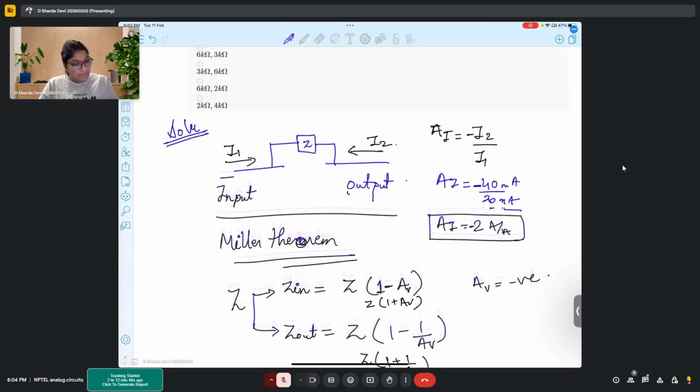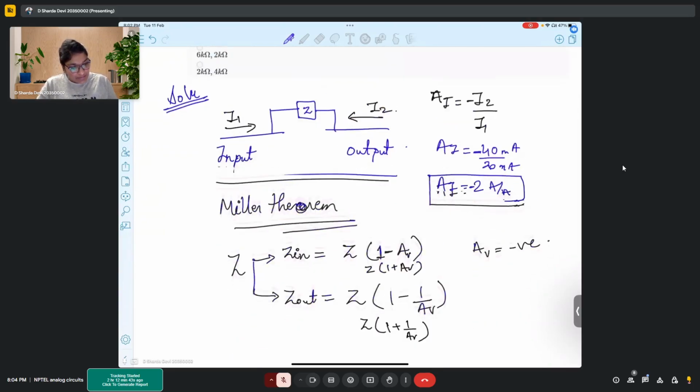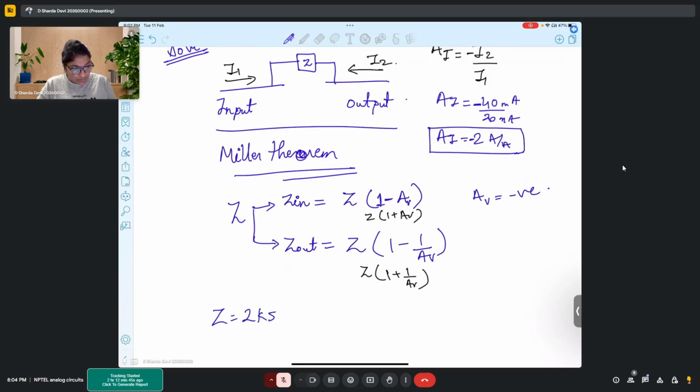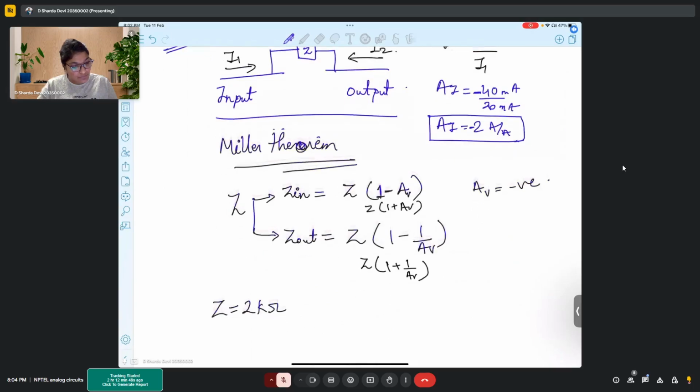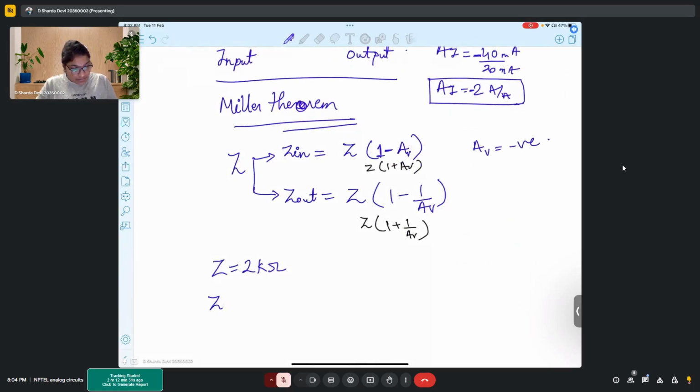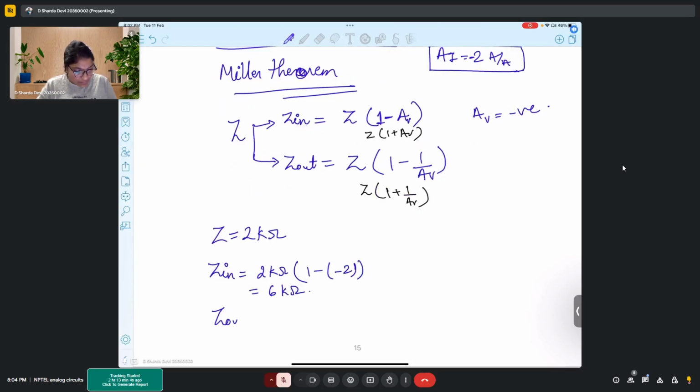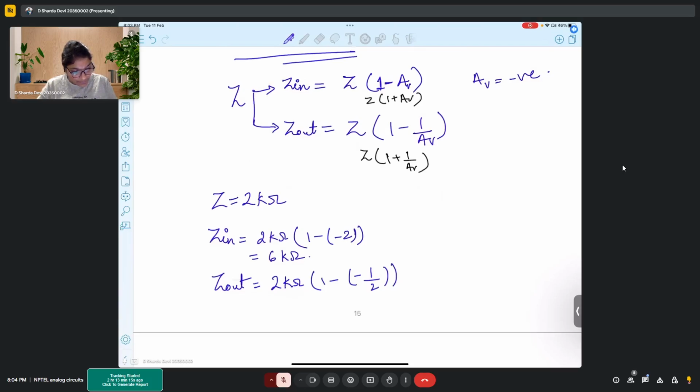And here you will simply substitute that. Z is given to you as 2 kilo ohms. So Zin will become 2 kilo ohms times 1 minus (minus 2), which is 6 kilo ohms. And Z out becomes 2 kilo ohms times 1 minus 1 by (minus 2), that is 1.5. So Z out becomes 3 kilo ohms.